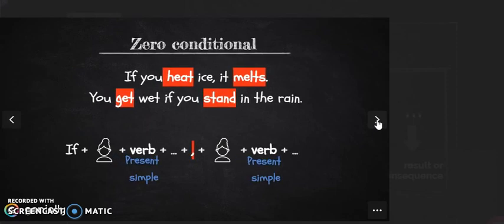Now let's check the structure. We have two examples. If you hit ice, it melts. It's a fact. You get wet if you stand in the rain. Also, it's a fact, right? The structure: if, subject, the verb in present simple, the complement, our comma, the subject again, the verb in present simple, and our complement, right? This conditional is the easiest. Why? Because we use the same tense in both clauses, in the condition and in the result.